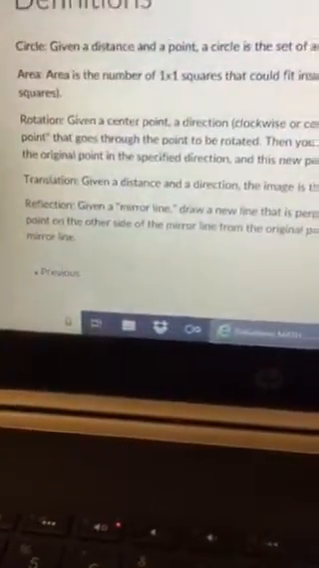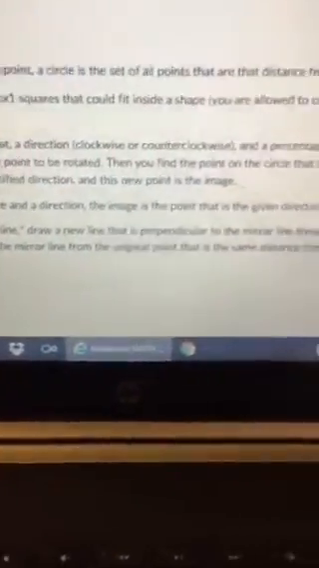Alright, today I am going to do my reflections, to see if all reflections are isometries. So first thing we're going to do again, come over, look at the definition. A reflection: given a mirror line, draw a new line that is perpendicular to the mirror line through the point to be reflected.